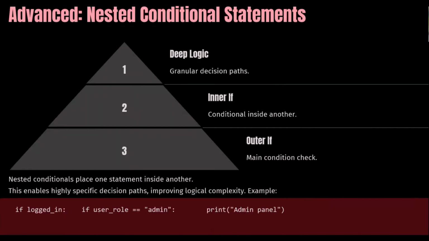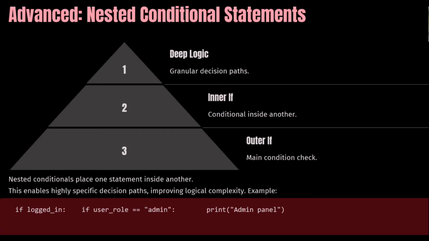The fourth and last type of conditional statement is the nested conditional statement. In a nested conditional statement, we use an if statement inside another if statement, like a nested link. We are using if multiple times, which is called nested if. You can use it for deep logic, a granular decision path. The inner if is a condition inside another.